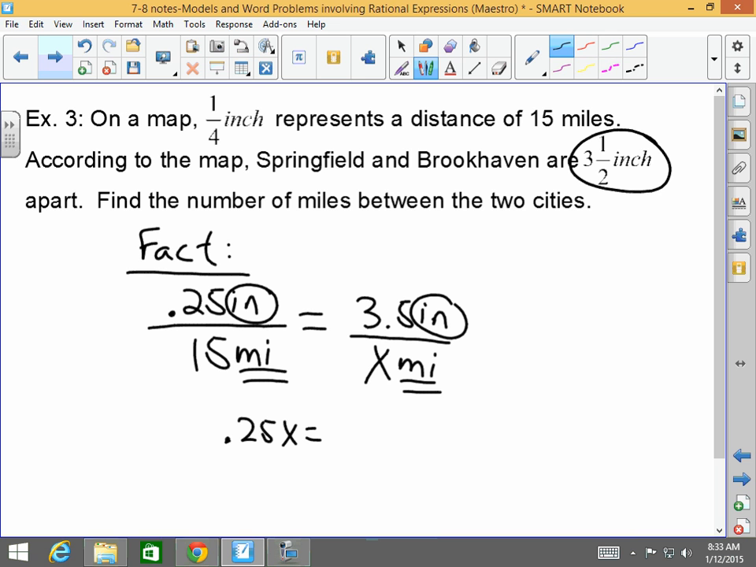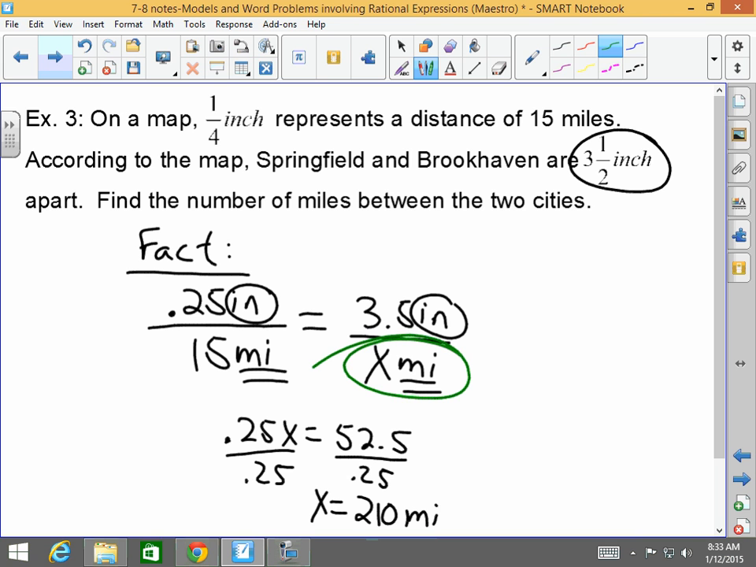0.25x equals 3.5 times 15, which I think I did something wrong here. 3.5 times 15, I thought so. 52.5 divided by 0.25, and x will equal, and again, you are allowed to use a calculator here, 210. Very excellent. Miles. Why miles, Mr. Morrow? Because that's what we were looking for.